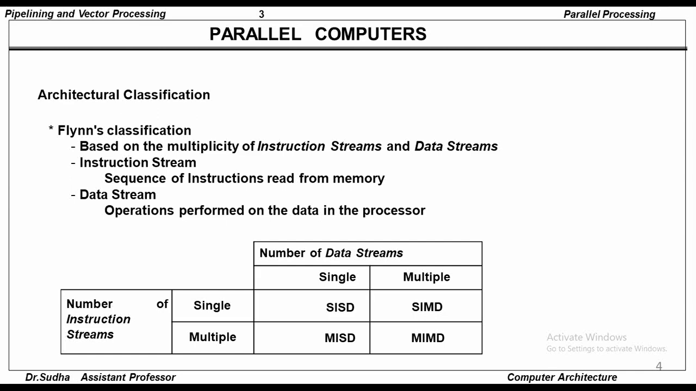SISD represents the organization containing a single control unit, a processor unit and a memory unit. Instructions are executed sequentially and the system may or may not have internal parallel processing capabilities. Single instruction multiple data represents an organization that includes many processing units under the supervision of a common control unit.